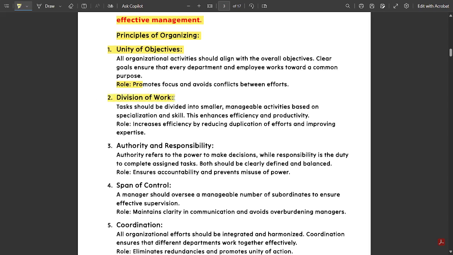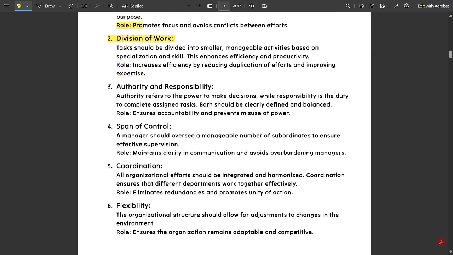Okay, next is division of work. Its role is that it increases efficiency by reducing duplication of efforts and improving the expertise. Next is authority and responsibility. It refers to the power to make decisions, and its role is to ensure accountability and prevent misuse of power.